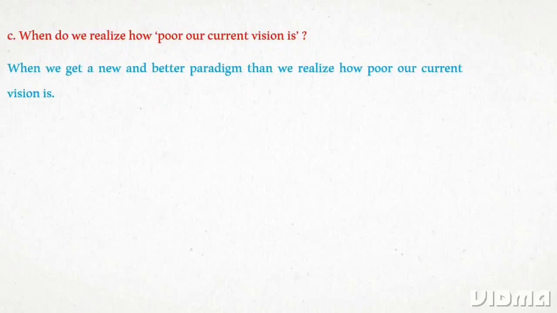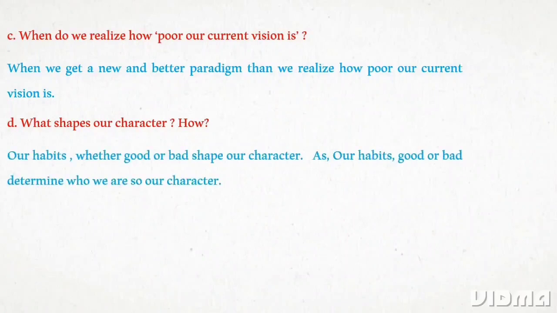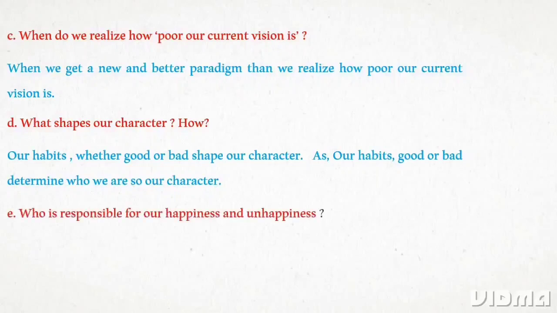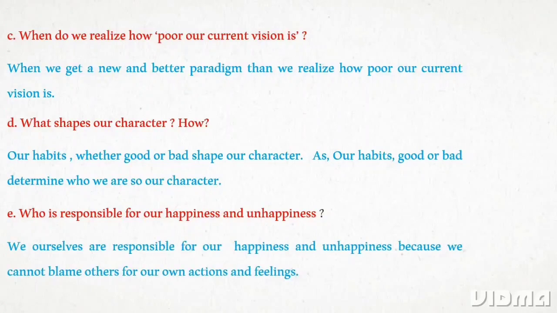Third question. When do we realize how poor our current vision is? And the answer is when we get a new and better paradigm, then we realize how poor our current vision is. Question number D. What shapes our character? And the answer is our habits, whether good or bad, shape our character. As our habits, good or bad, determine who we are, so our character. Question number E. Who is responsible for our happiness and unhappiness? And answer, we ourselves are responsible for our happiness and unhappiness because we cannot blame others for our own actions and feelings.